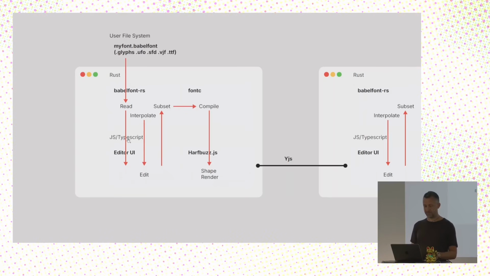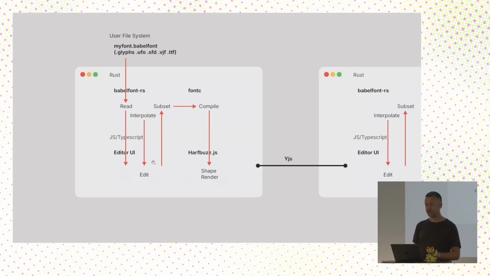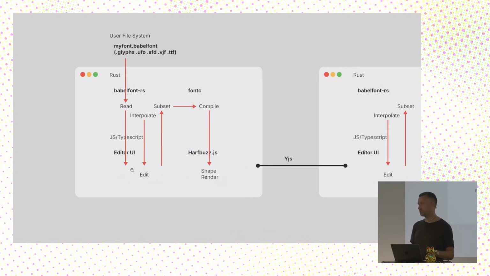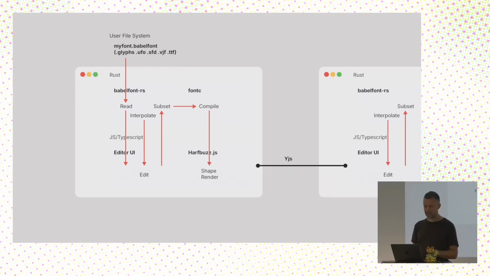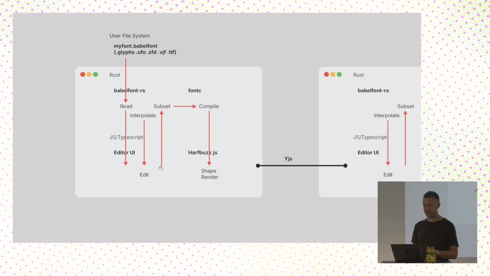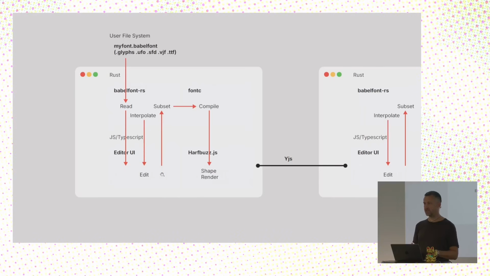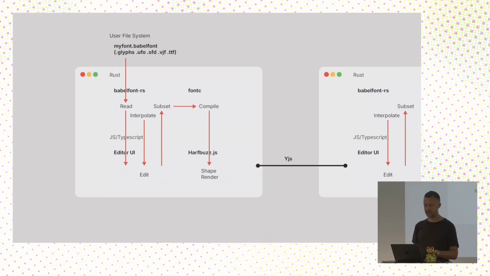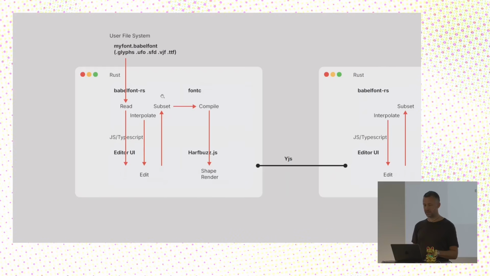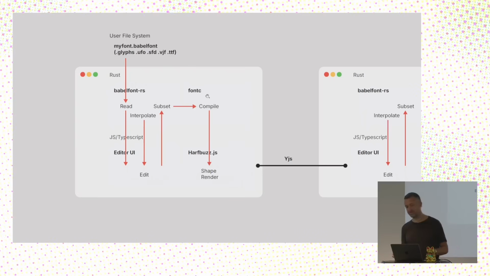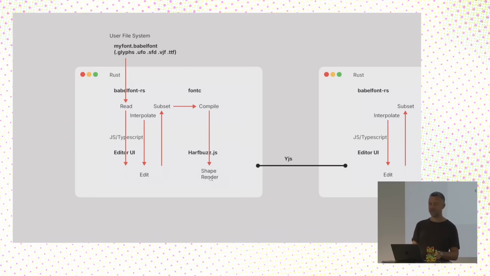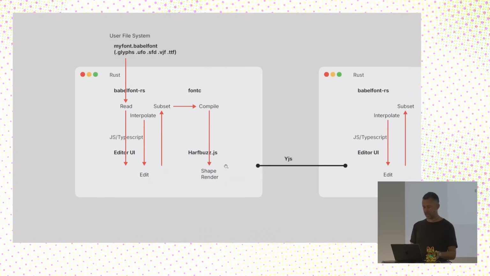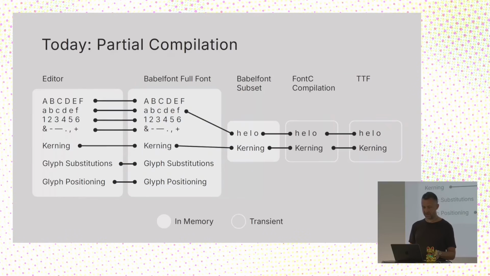So Babelfont reads the file. The main editor is implemented in JavaScript, so the object model lives in JavaScript. It asks for interpolations, and then when a font gets rendered on screen, it gets compiled and rendered. First, it gets subsetted by Babelfont, then handed over to FontC in Rust, compiled, and then coming back into JavaScript for shaping and rendering.